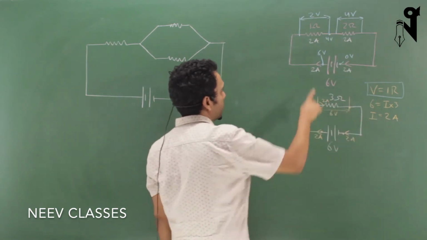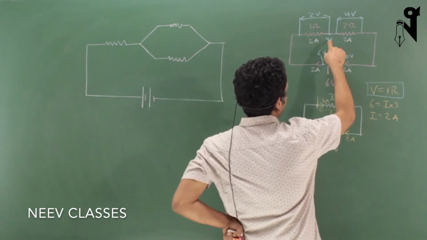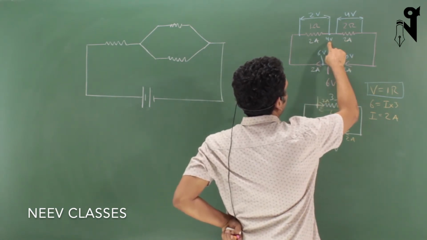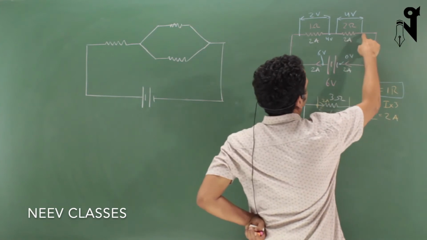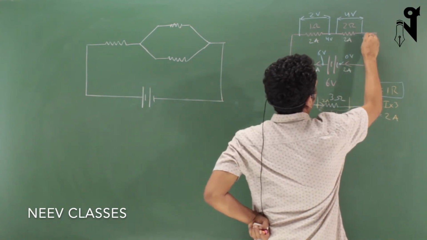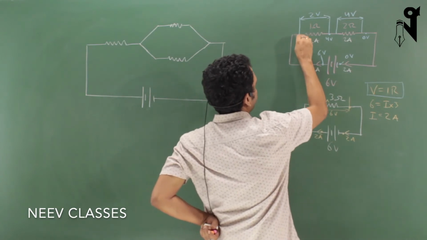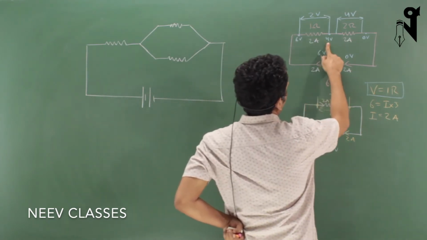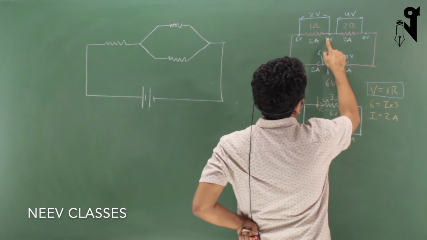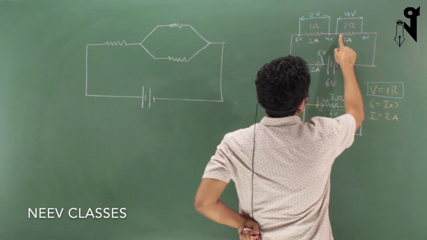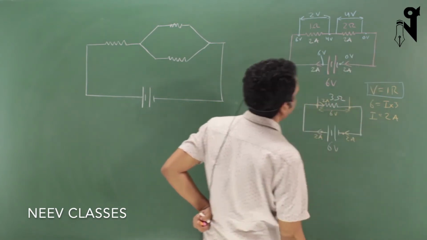Potential at a point. It's not like potential across 2 points. Potential at this point will become 4 volts. And then you drop a further 4 and the potential over here will become 0 volts. So the potential over here, the whole line, was 6 volts. So 6 to 4 it becomes, and then this whole line is 4 volts, and 4 to 0 it becomes.